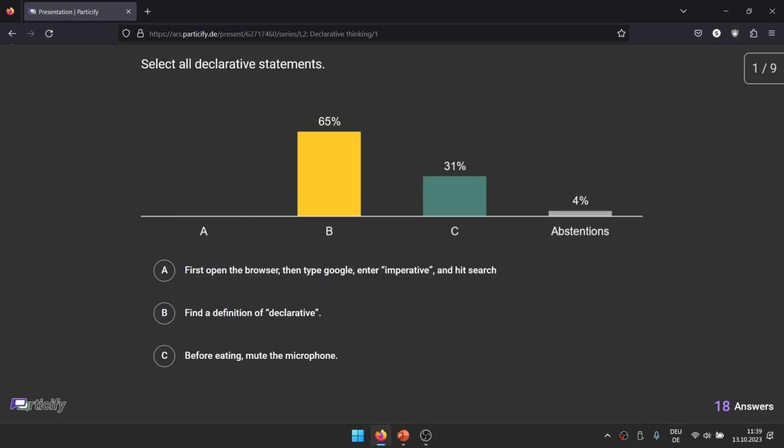this is declarative. So now I would say that maybe you have your microphone mute button on your headphones or a keyboard shortcut, or you have to click on the screen. So I would say that C is quite declarative. Yeah. Okay.